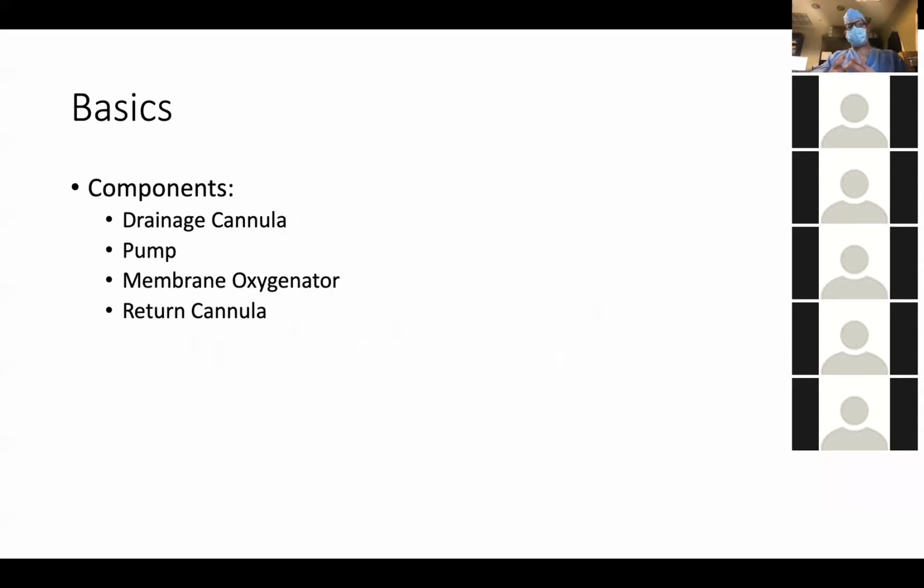There are several important components of the circuit. There's the cannula that drains the blood. There's the pump, the oxygenator, and the return cannula.